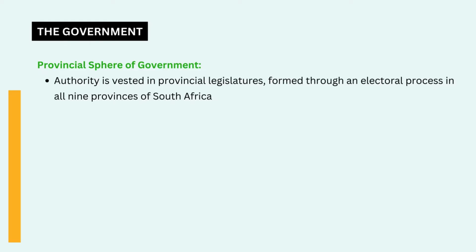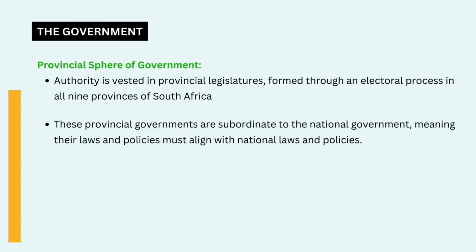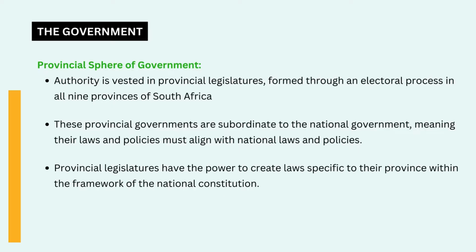2. Provincial sphere of government. In the provincial sphere of government, authority is vested in provincial legislatures, which are formed through an electoral process in all 9 provinces of South Africa. These provincial governments are subordinate to the national government, meaning their laws and policies must align with national laws and policies. Provincial legislatures have the power to create laws specific to their province within the framework of the national constitution.